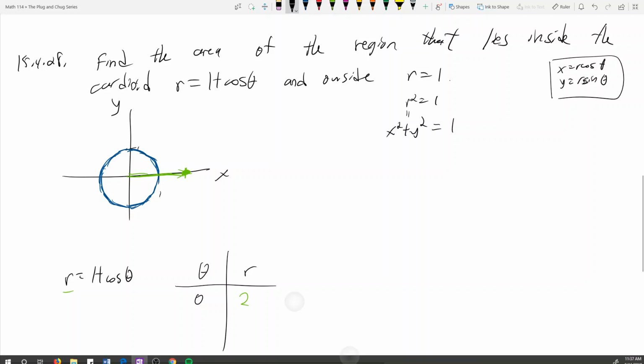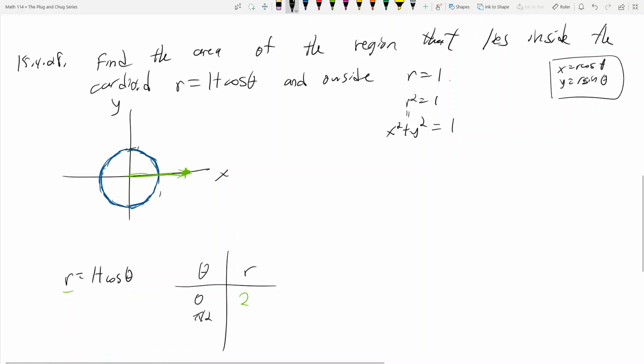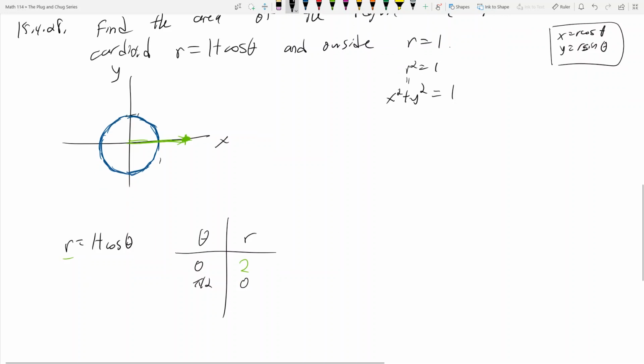And now let's do theta at pi over 2. Well, then that's 1 plus cosine of pi over 2, which is 0. So 1 plus 0 is 1. And then that means I'm going to be here, right? And then at negative pi over 2, that's also r equal to 1 plus 0, so that's going to be 1. Okay.